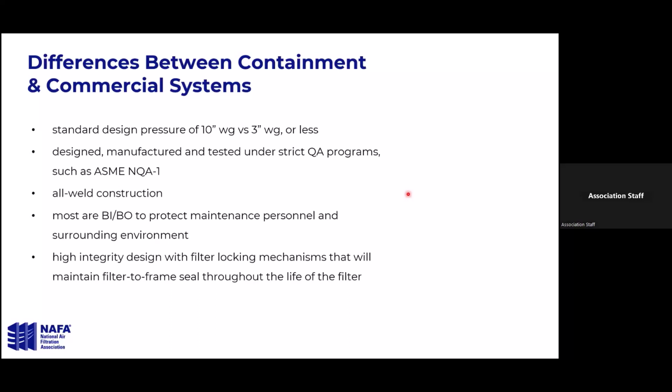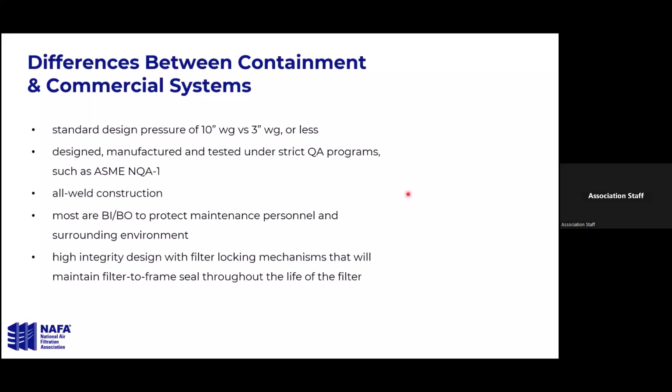These are going to be all welded construction. You may see commercial systems that are either tack welded and caulked or maybe bolted and caulked, but containment housings are going to be all welded construction. Most containment housings are going to be bag in, bag out, again to protect the maintenance personnel and the surrounding environment.